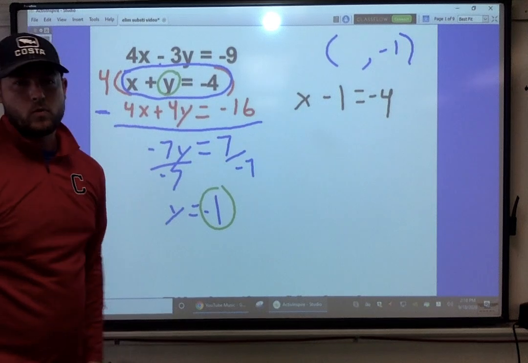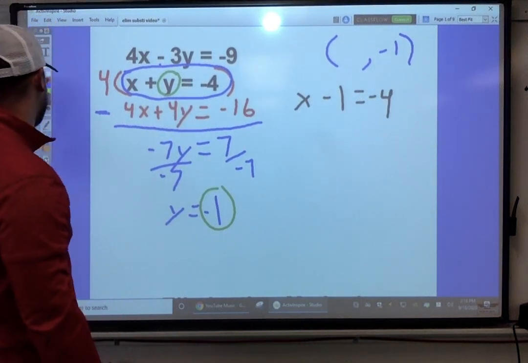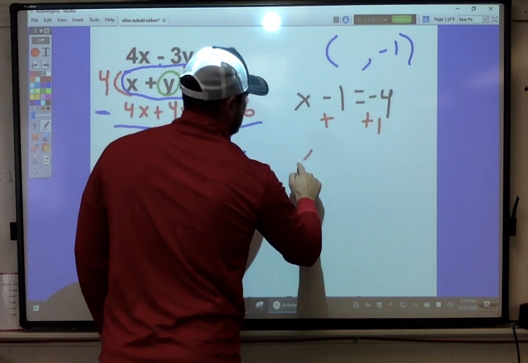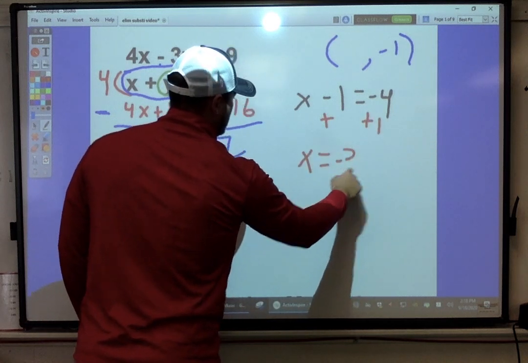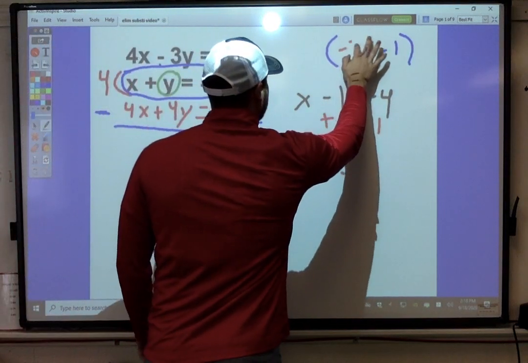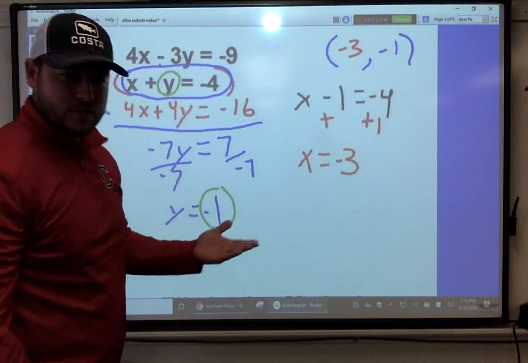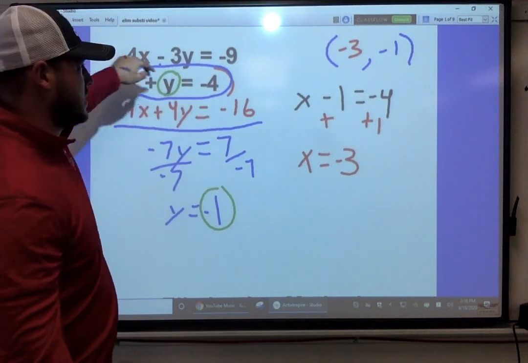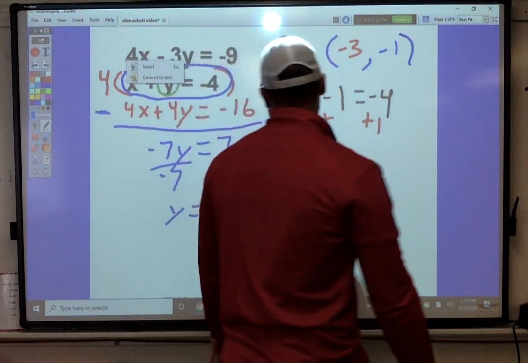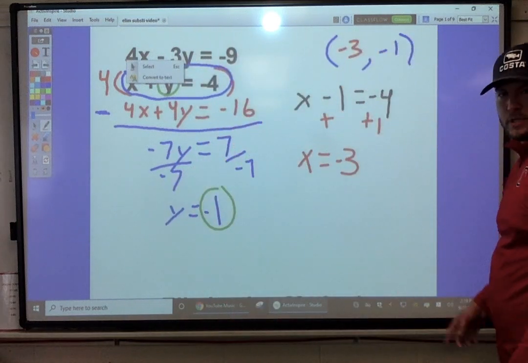Now I've got a pretty simple one-step equation over there. So I'm going to add 1 to both sides. Now x equals negative 3. Ding, ding, ding. We just found that the solution, or the intersection point of these two equations, is negative 3, negative 1. Right? I know that's kind of a lot to throw at you at one time. We're going to do another example.